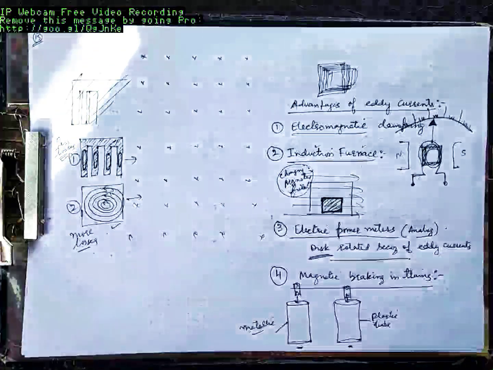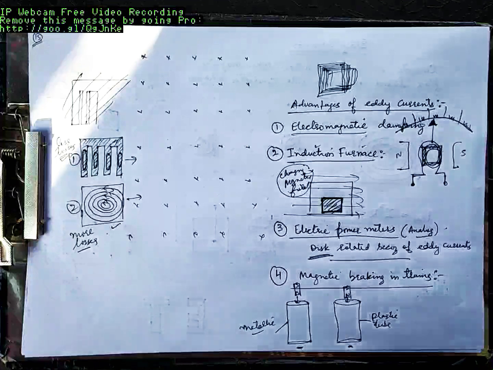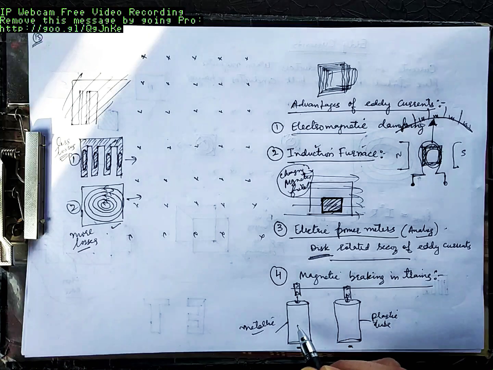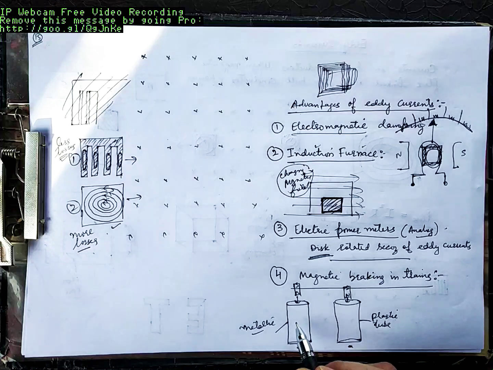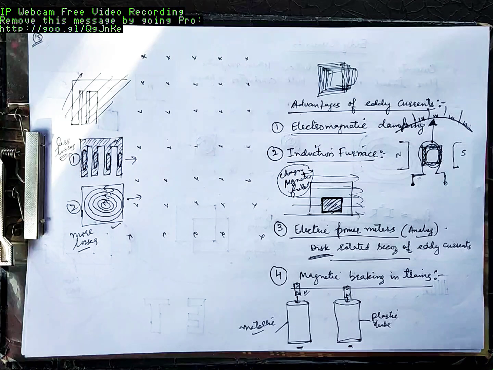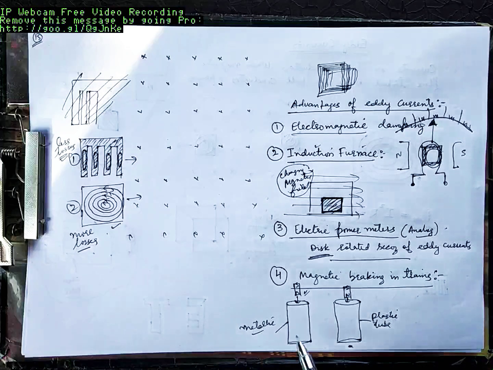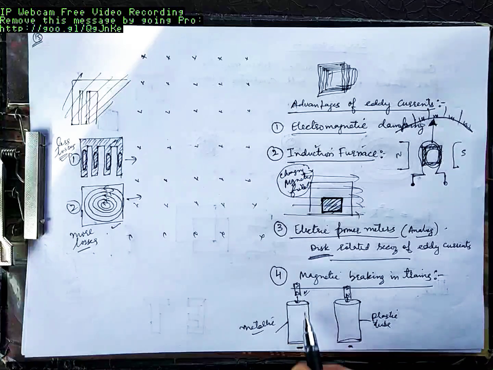And what is the reason for that? The reason is this. When this passes through the metallic tube, flux through the metal is changing. Because of changing flux, there will be eddy currents. Because of eddy currents, there will be opposition to this. It will oppose its motion. Because eddy currents will produce a magnetic field. That magnetic field will try to oppose this magnetic field. So there is an opposition to this. It takes time to reach here.